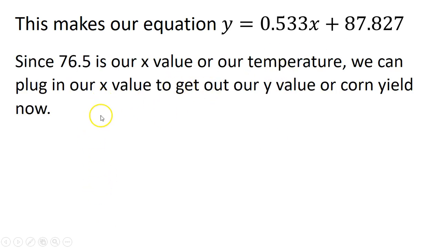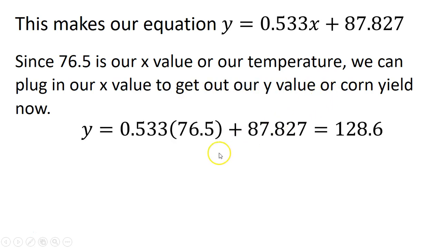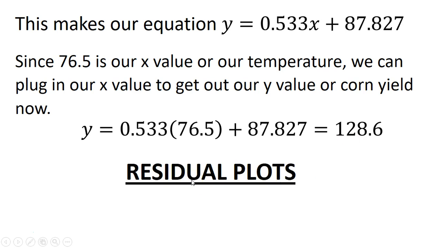And since 76.5 is our x value, or our temperature, we can plug in our x value to get out our y value of corn yield that way as well, to also get the 128.6. When I come back here, I will take a look at the residual plots.